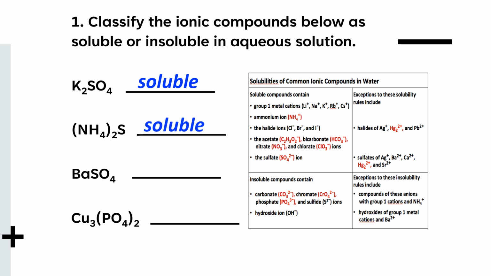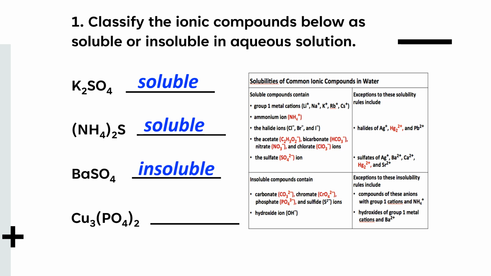In the next one, we look at barium sulfate. Barium coupled with sulfate is insoluble. We find sulfate at the top left of the table, which says sulfate is a soluble ion unless it's met with one of the exceptions on the right-hand side, and it says barium is one of them. Therefore, this particular compound is not soluble.